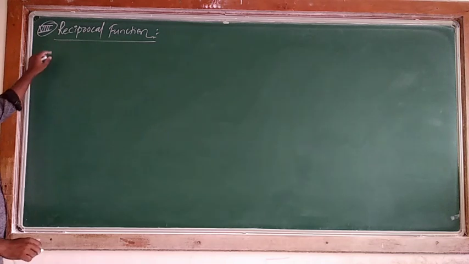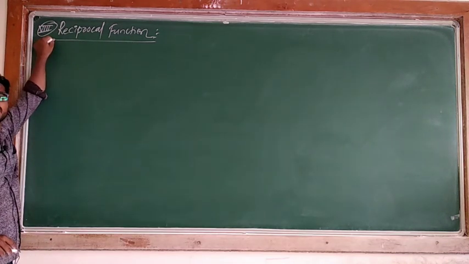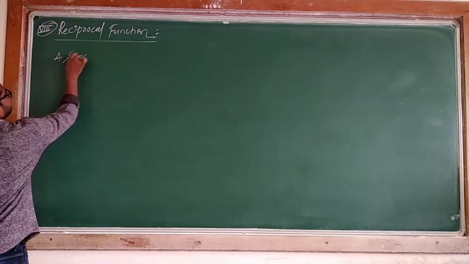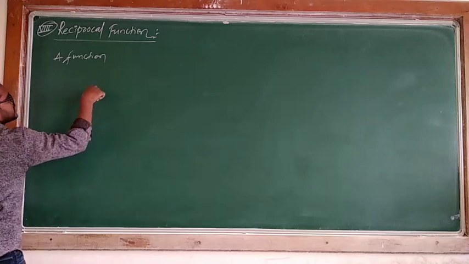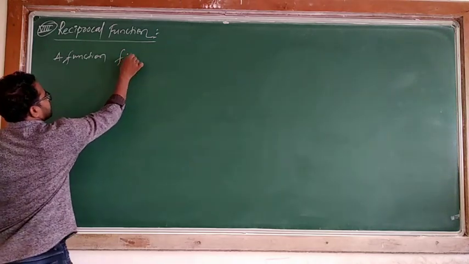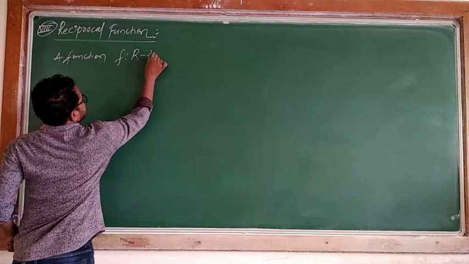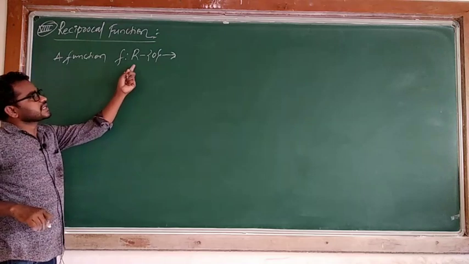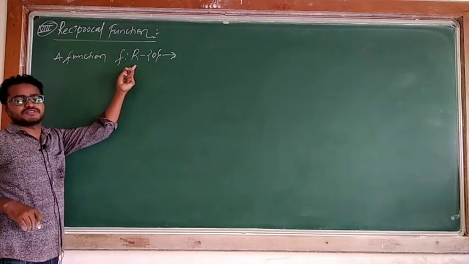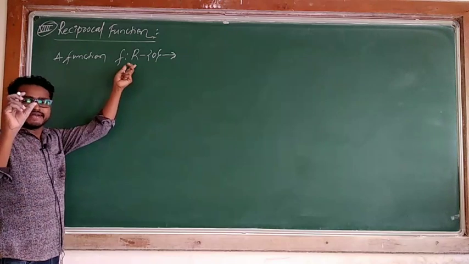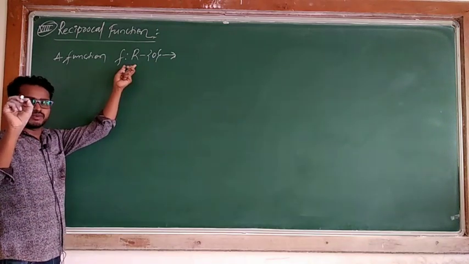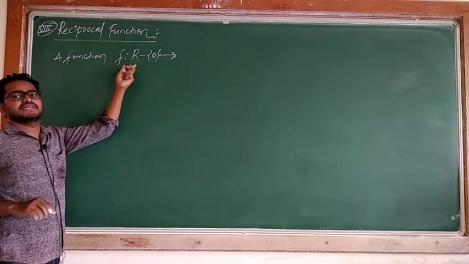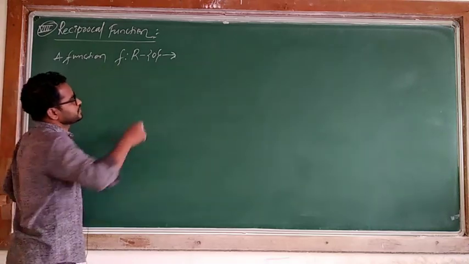Now the last one, the eighth graph, is the reciprocal function. I can define this as a function f from R minus {0}, which implies the set of real numbers except 0. Meaning, we are taking all real numbers, leaving one number, that is 0. I am not taking 0, excluding 0, because I will tell you why I am leaving 0.